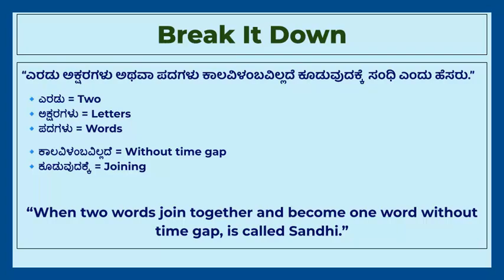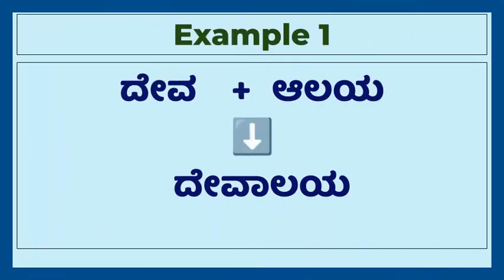Let us see how it works. Let us try to understand this with our first example. Here we have two words, Deva, Alaya. So when you say these words, there is a small time gap, right? Try again. Deva, Alaya. Now if you join them together, it becomes Devalaya. Read it again. Devalaya. So if you have observed, here two words joined together without a gap, right? So this is Sandhi.